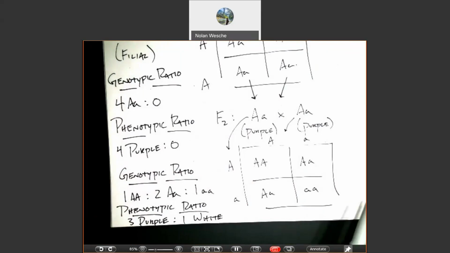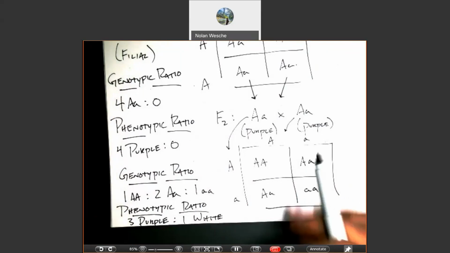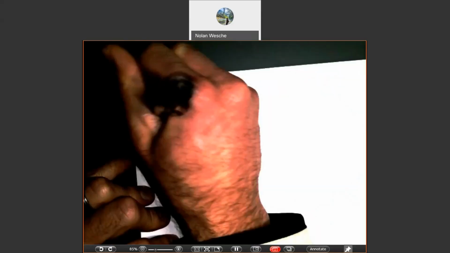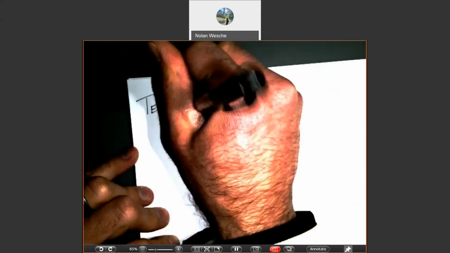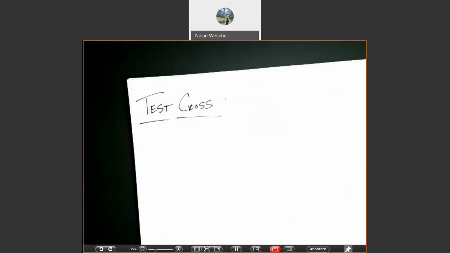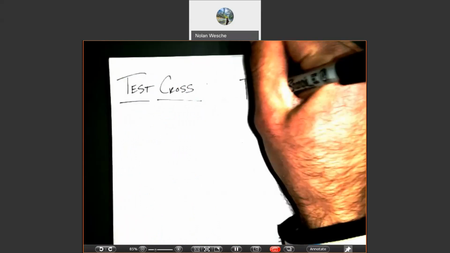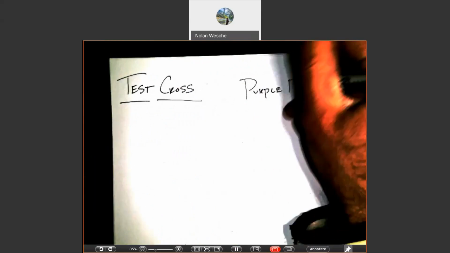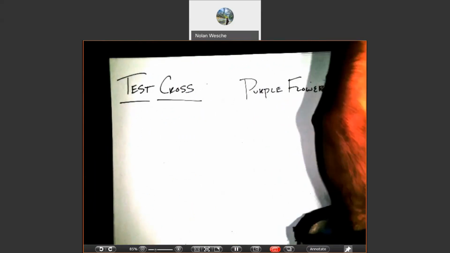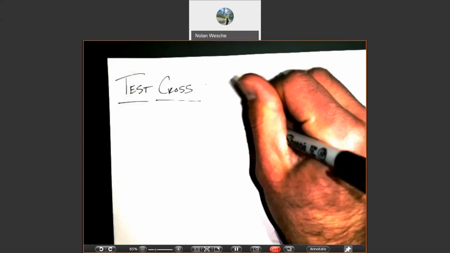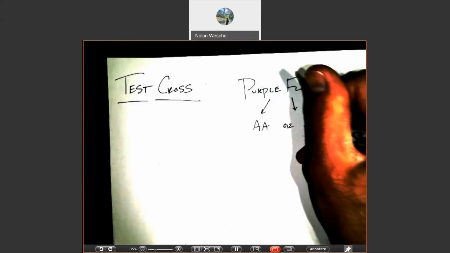So let's talk about one last thing that you can do with this simple setup before we look at more complex ideas in future videos. We're going to look at a test cross. So let's say that we've got a purple flowering plant, and we don't know what the genotype is. It could be big A big A, or it could be big A, little a. It could be either of those.